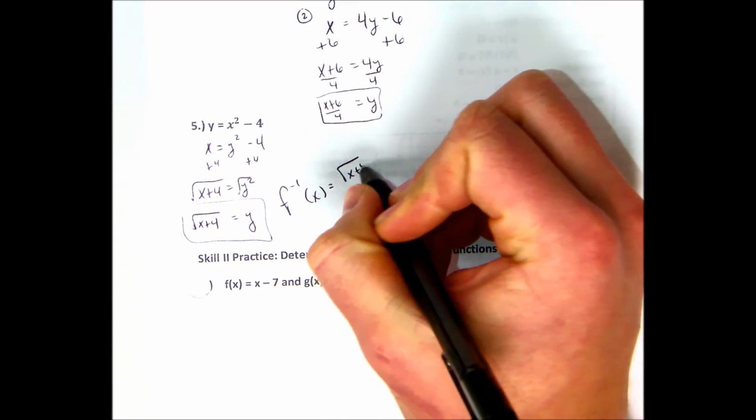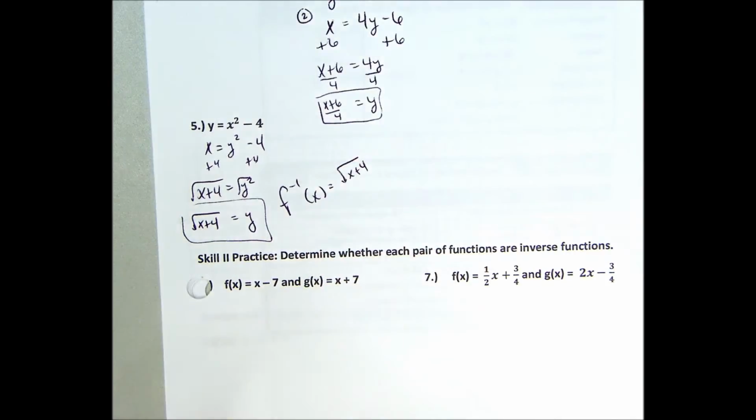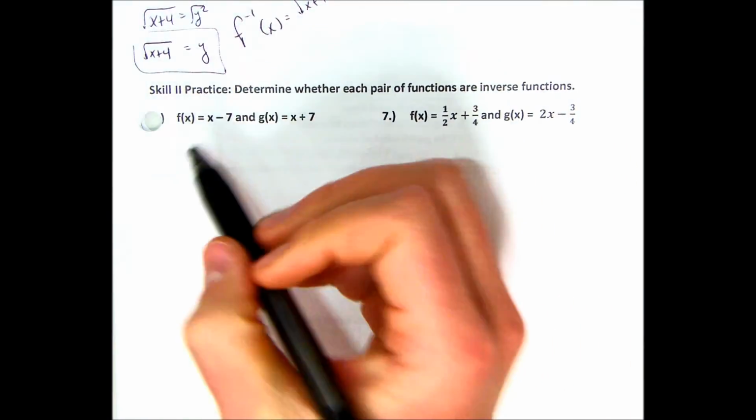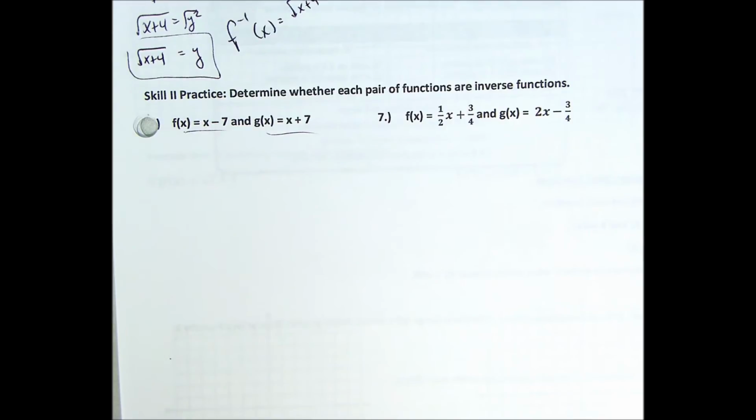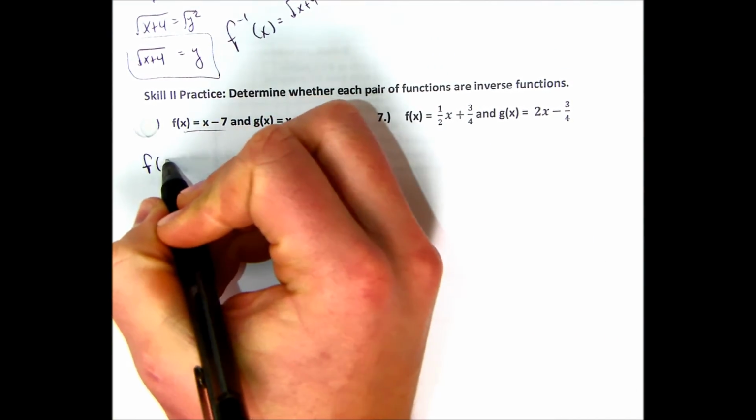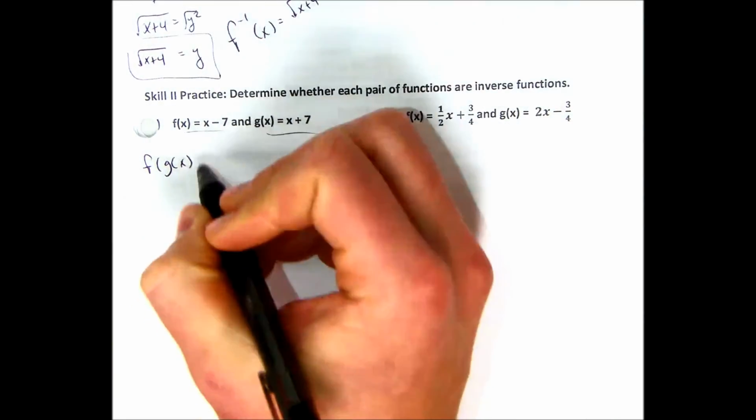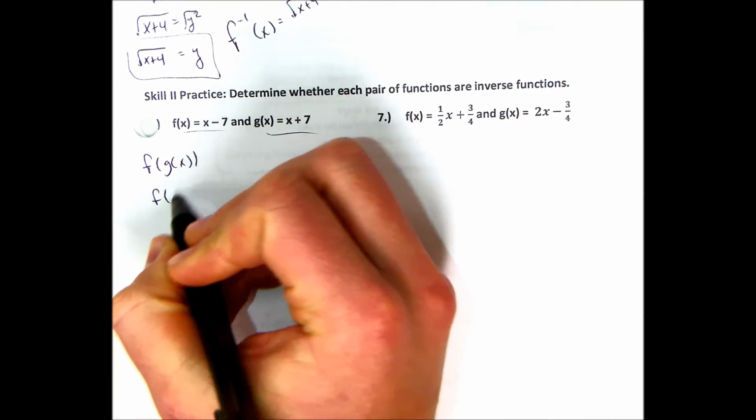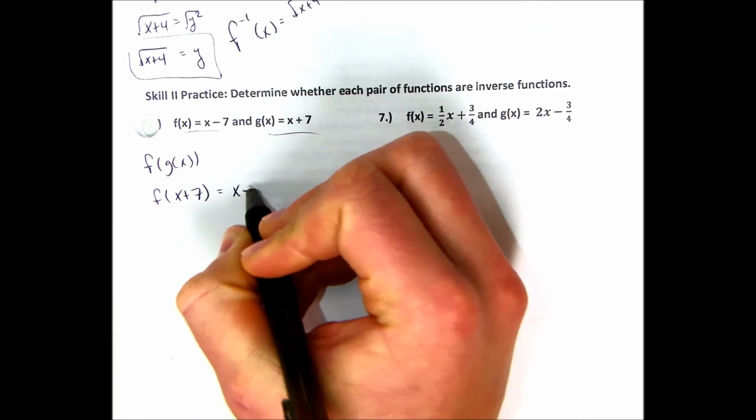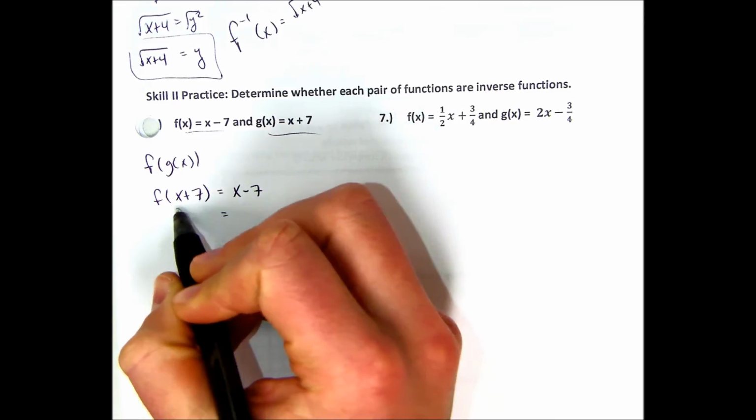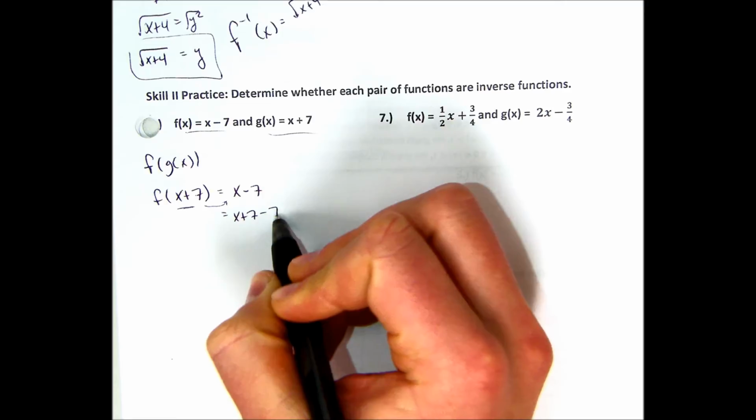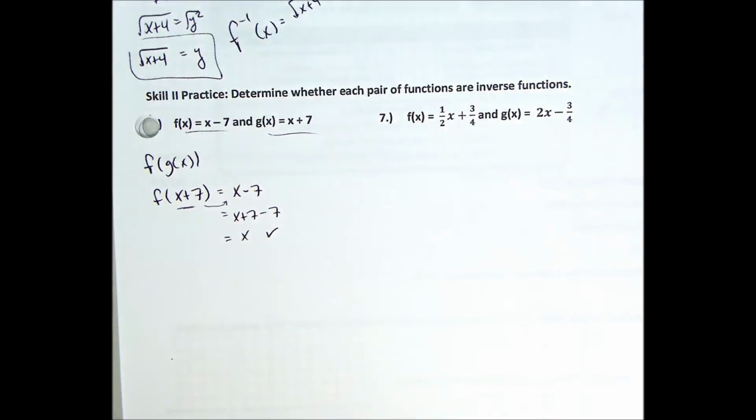Let's go down to skills practice 2. This is where they give you two polynomials, and they say, hey, find out if they're inverses of each other. So we have f of g of x. We put g of x in the middle, and f of x on the outside. And then you are just plugging in this part for x, substituting it in. So you have x plus 7 minus 7, so you get x. That's what we wanted. We're trying to prove that these two are inverses. That's the first step. Now you have to go to the other side.